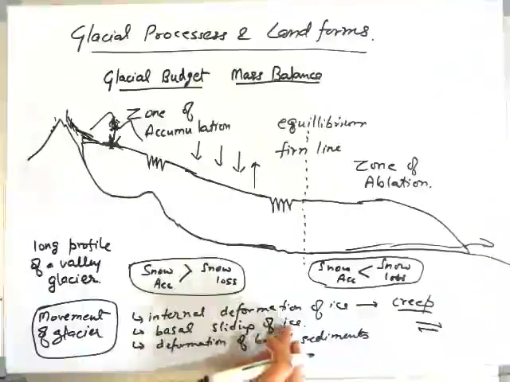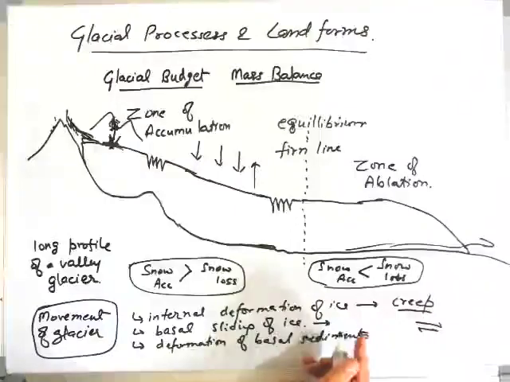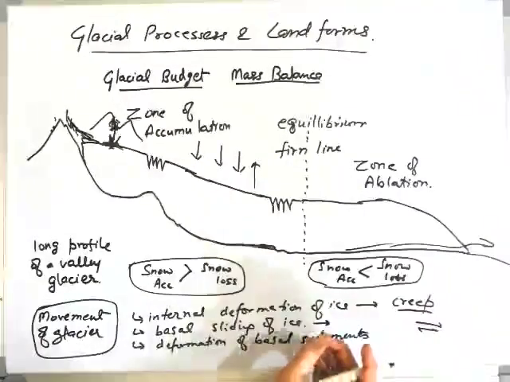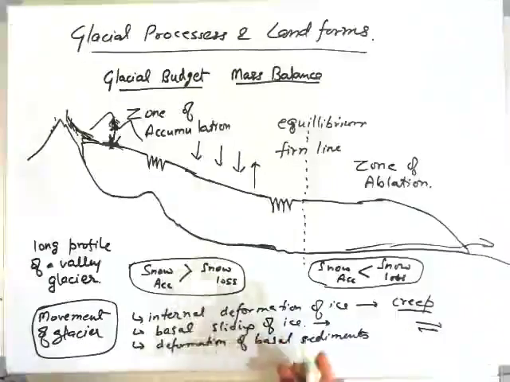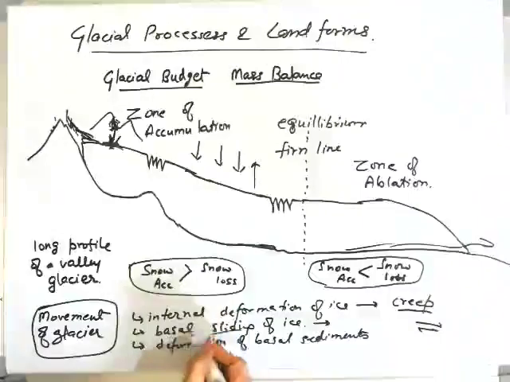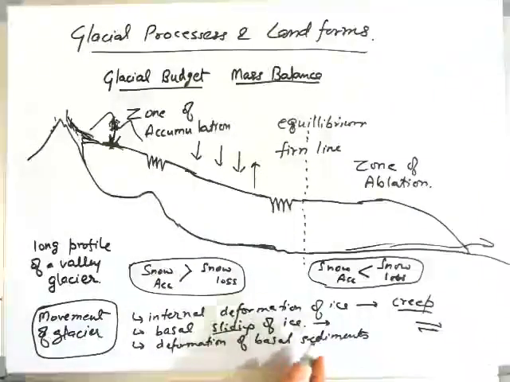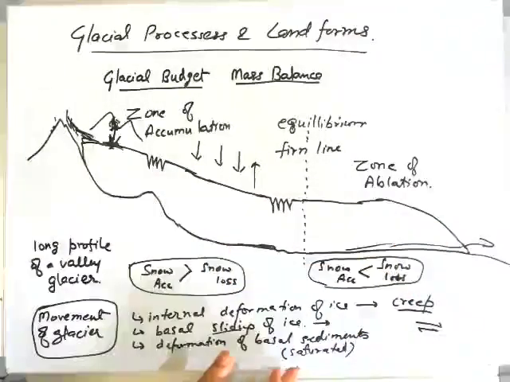And basal sliding of the ice obviously depends on the presence of water at the base of the glacier. If it is a warm base glacier, it will have water at the base and sliding will take place, and if it is a cold base glacier, sliding will not take place. Deformation of basal sediments: the sediments present beneath the ice are saturated, and the deformation of the sediment will lead to the movement of the glacier.